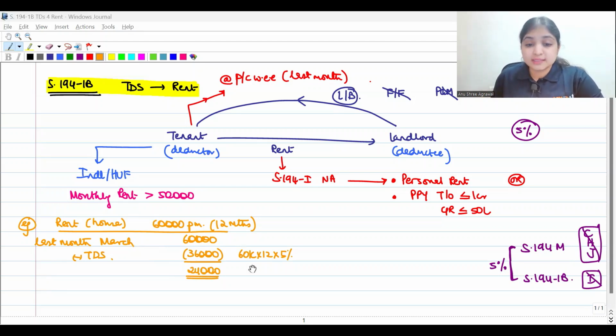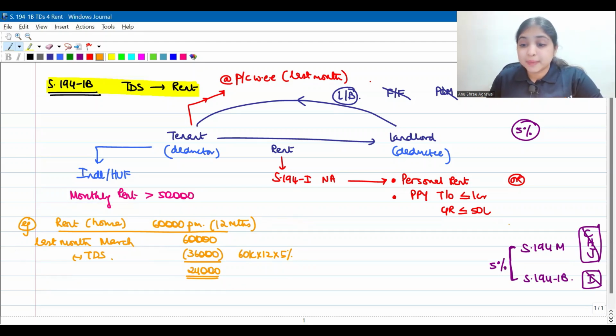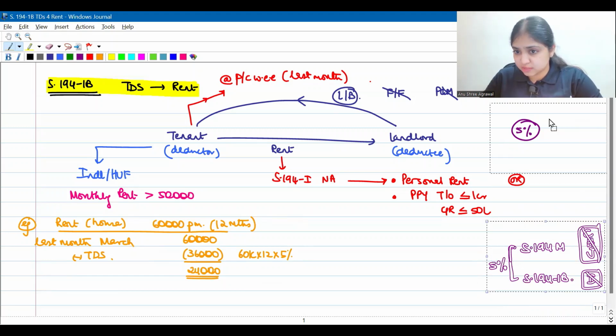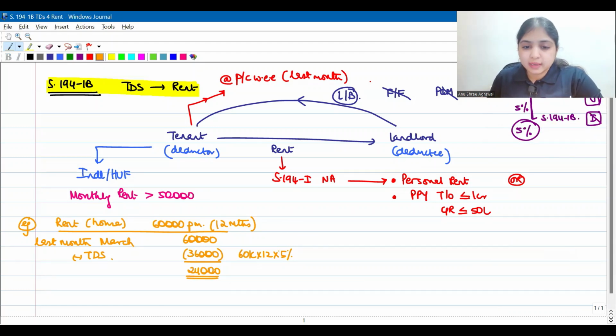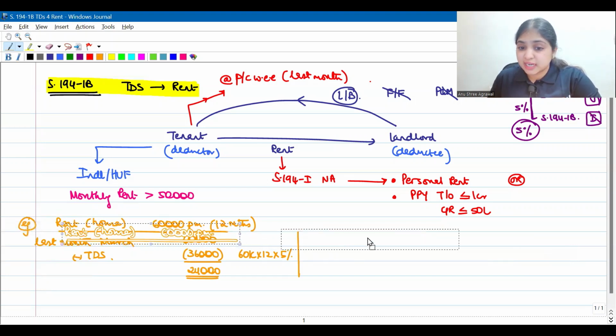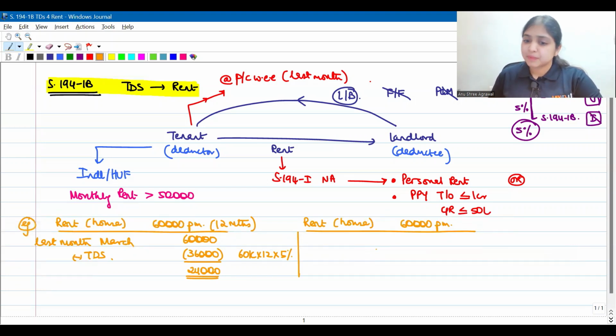Okay. Now see, the same situation, we can complicate it a little bit by adding an extra adjustment. Let us say the tenant had vacated the property in the month of December. Then what will you do? Same thing, guys, same situation only. The rent for the house is 60,000 per month. Because it is rent for the house, it becomes personal rent. Because it is personal rent, 194I will not apply.